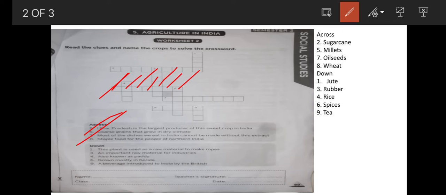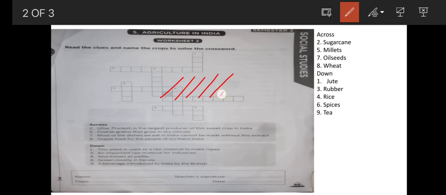Next, question 7. Most of the dishes we eat in India cannot be made without this extract. The answer is oilseeds. From oilseeds we extract oil. So most of the dishes we eat in India cannot be made without oil, which we get from oilseeds. So the answer is oilseeds. Next, 8. Staple food for the people of northern India.